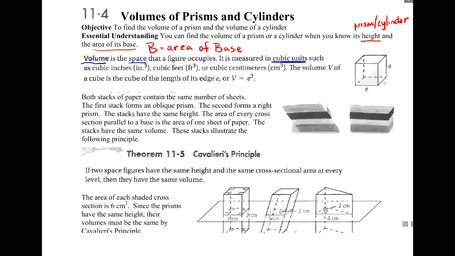Okay, so when we started, we said that a point is just dimensionless. It doesn't have length, width, depth, nothing. If we put a whole bunch of points together, we get a line. Okay, and now we have a length.